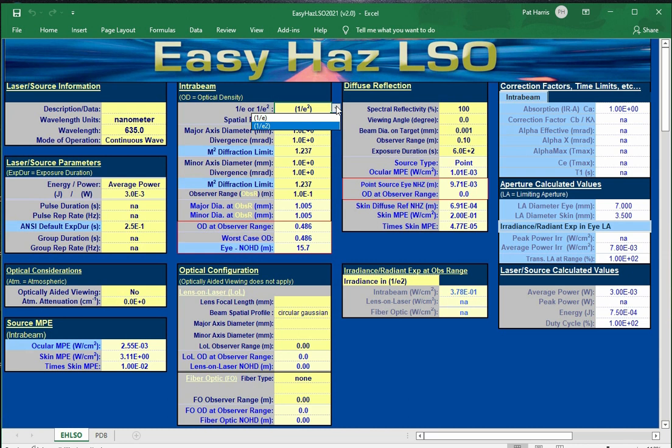In safety, we're always working with 1 over e. So even though you've input 1 over e squared, the software changes to 1 over e, and I'll show you in just a second sort of how that works. Okay. So we have all our parameters in.